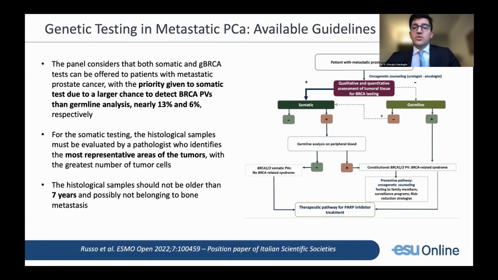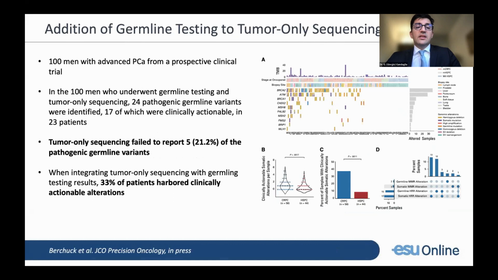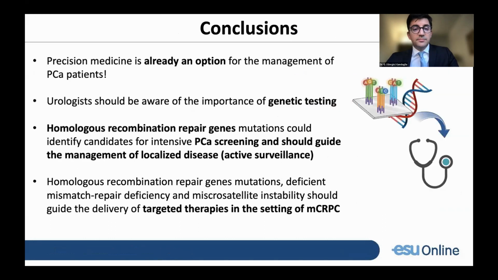We should also remember that somatic testing cannot be enough, and this is a nice study recently published where 100 men underwent both germline testing and tumor-only sequencing. Tumor-only sequencing failed to report the presence of pathogenic germline variants in up to 20% of the patients. Therefore, ideally, both germline testing and somatic sequencing should be considered in these patients.